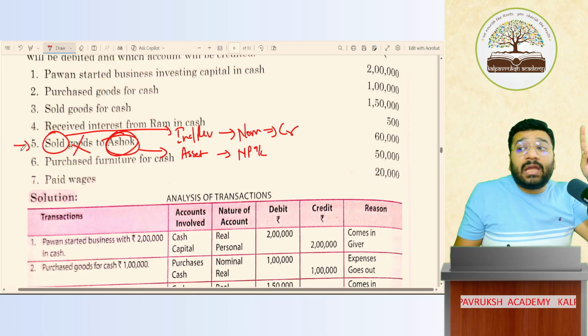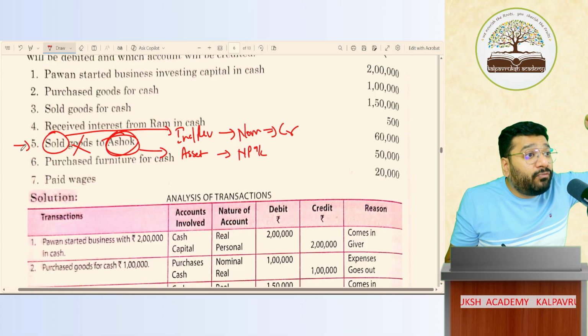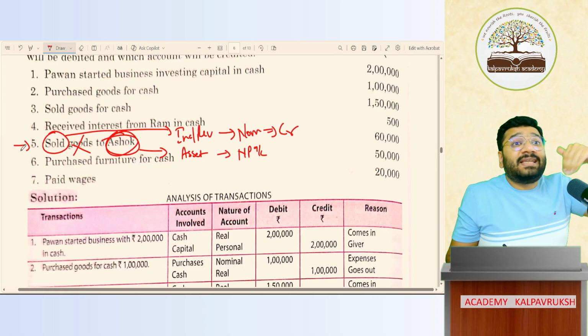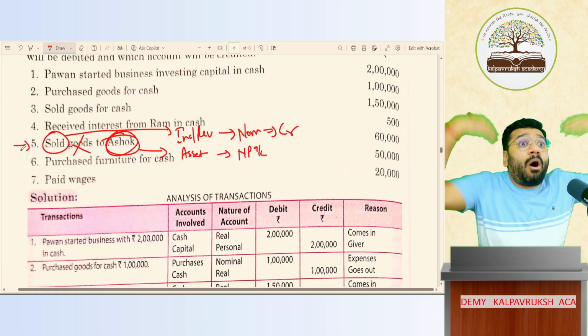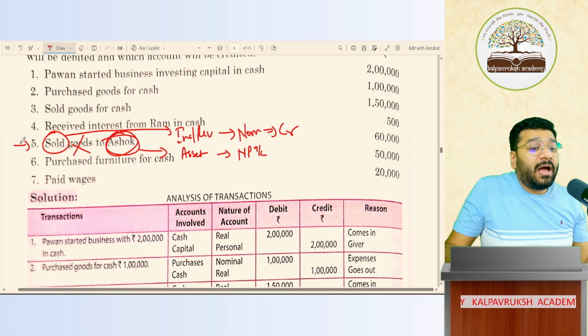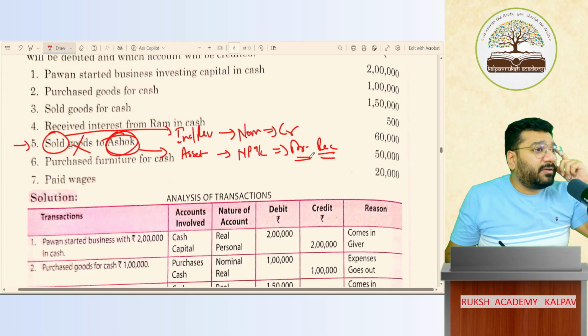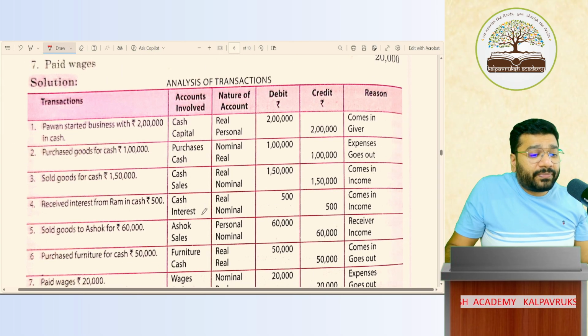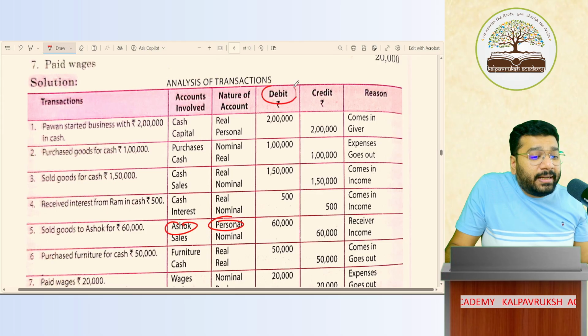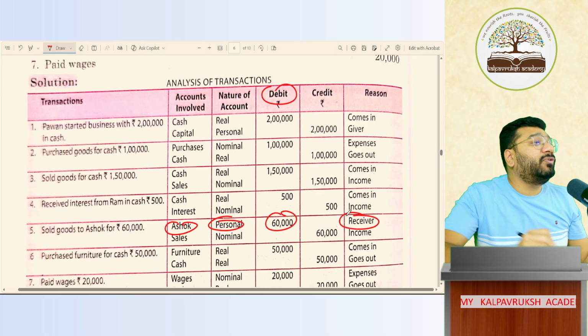This transaction is talking about goods. So Ashok is receiver of goods or giver of goods? He is receiving goods. We are giving. But from the opposite person's point of view, he is receiving goods. What is the rule? Debit the receiver. Debit the receiver. Got it, not got it? So Ashok, natural personal account, debit 60,000 because he is the receiver of the goods.